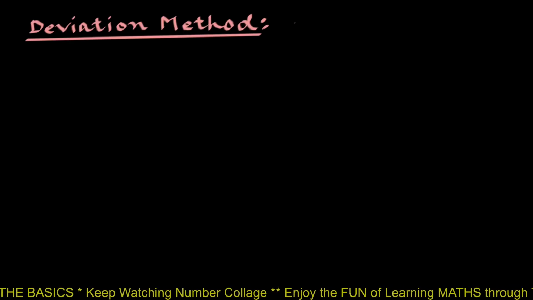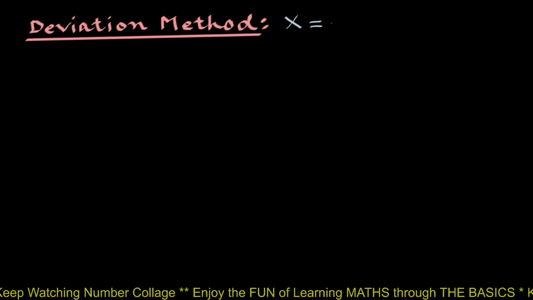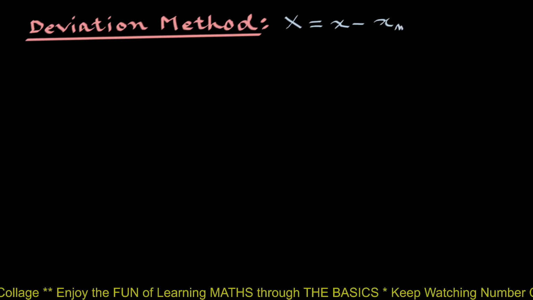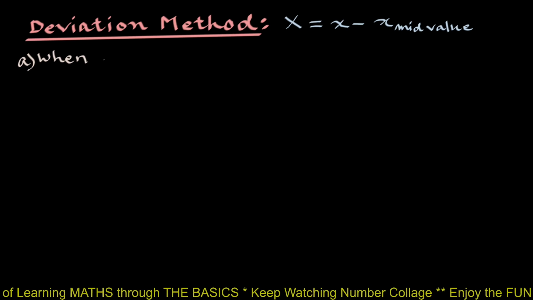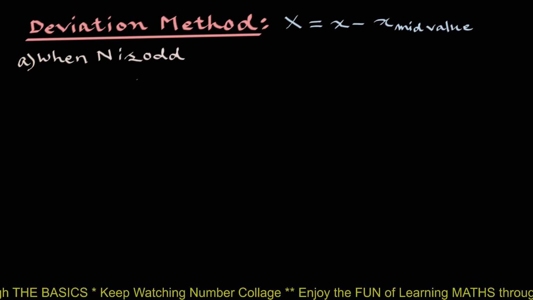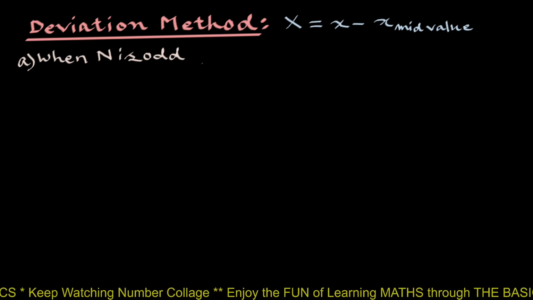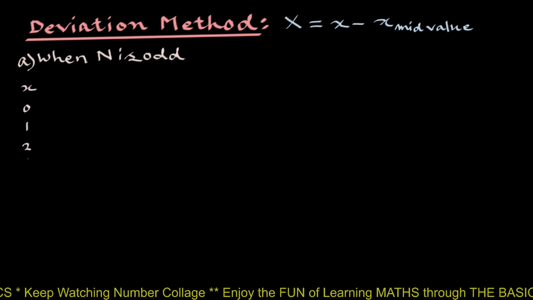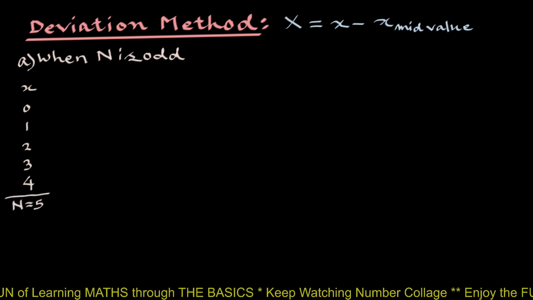In the deviation method, we find capital X by taking the deviation of each observation x from the midpoint of the values of x. Two cases emerge: first, when the number of observations n is odd, and second, when it is even. We will consider the first case when n is odd. We have values of x: 0, 1, 2, 3 and 4. So in this case n is 5, which is odd.